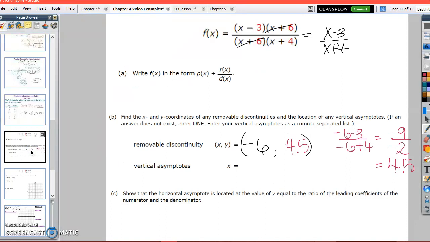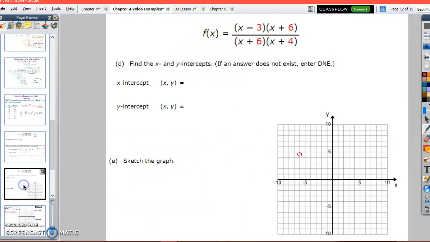Next, I'm going to identify any vertical asymptotes, and so I can see that the factor that was left was x plus 4. That means that when x equals -4, we're going to have another discontinuity in our graph. So a vertical asymptote at -4. Okay, so we have two discontinuities, a hole, and a vertical asymptote.